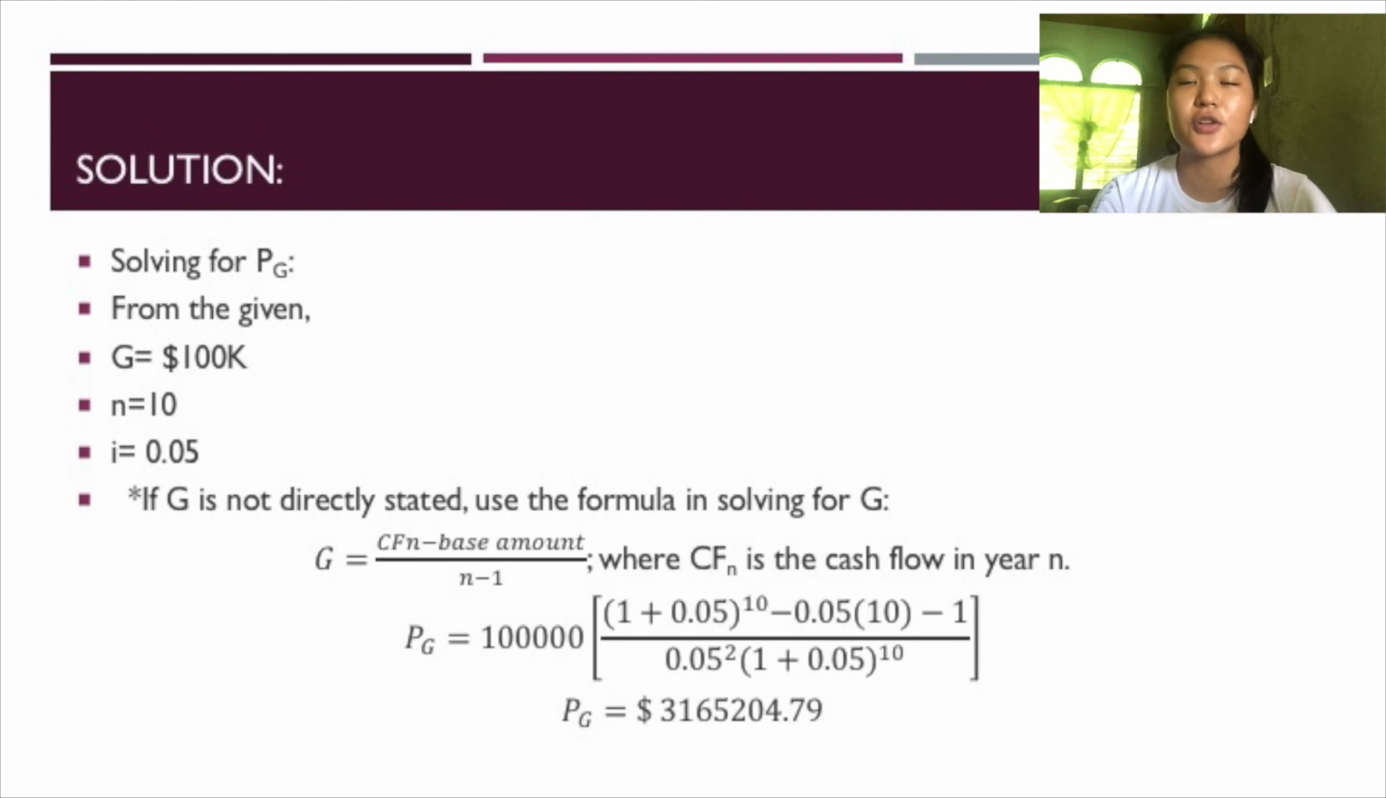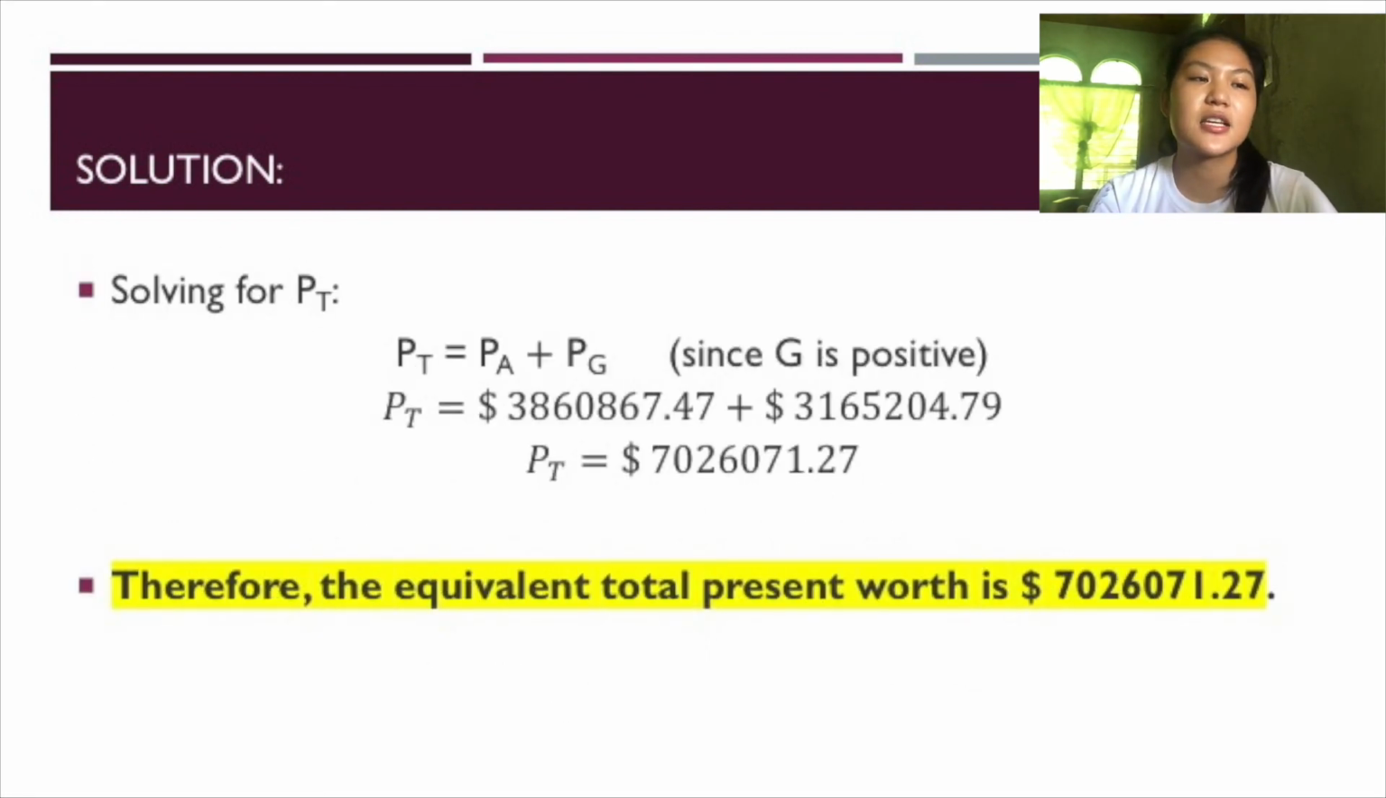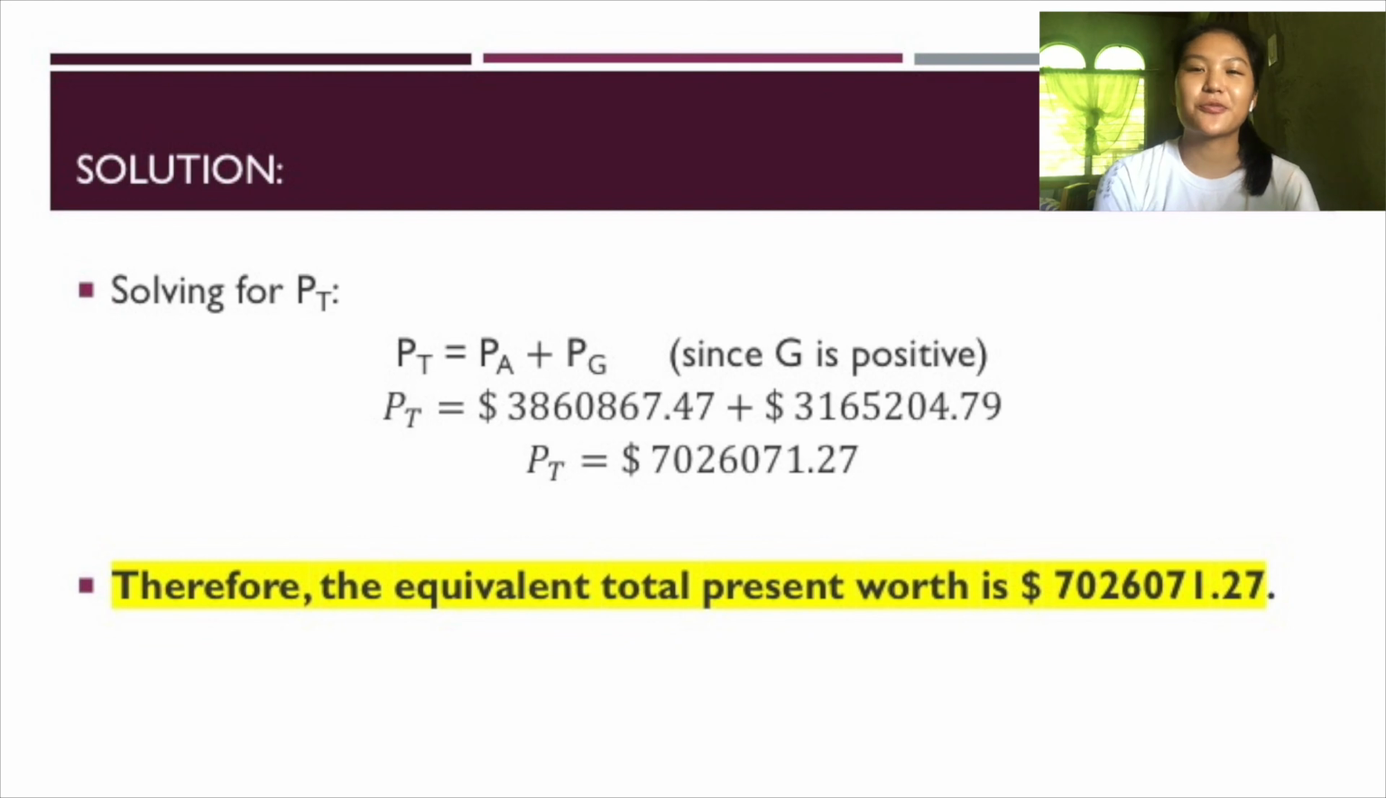And for solving for P sub t, P sub t is equal to P sub A plus P sub G. So we will just sum up the values we get from P sub A and P sub G, and we will get the result of 7,026,071.27. Therefore, the equivalent total present worth is $7,026,071.27.